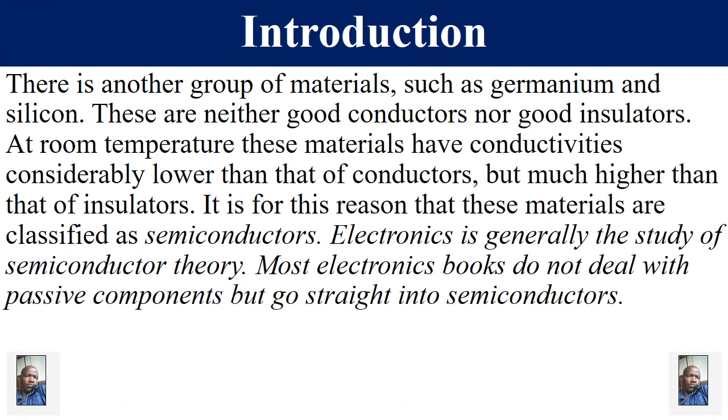There is another material whose conductivity lies between that of a good insulator and a good conductor. That material is a semiconductor. In other words, a semiconductor is a material that conducts less than a conductor but more than an insulator. That is to say, its resistance is more than that of a conductor but less than that of an insulator. Examples of elements that are used to make semiconductor devices are germanium and silicon. So we can say basically electronics is the start of semiconductor theory.